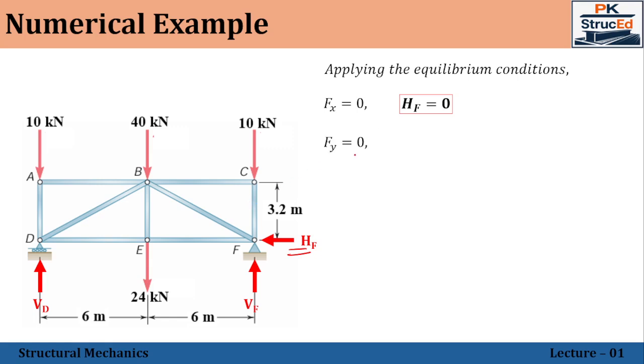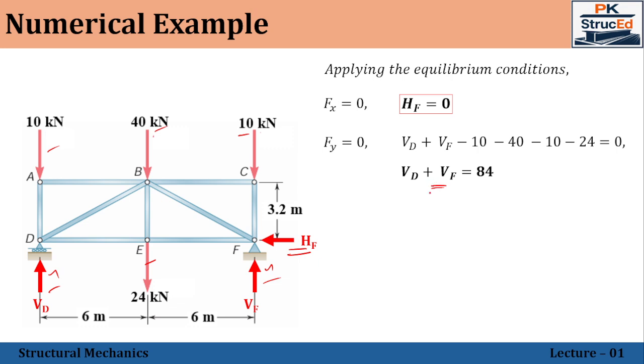Now, going on with the vertical force equilibrium, Fy equal to 0, we have 2 upward reactions and 4 downward forces. Let upward be considered positive and downward negative. We can write Vd plus Vf minus 10, minus 40, minus 10, minus 24, which will be equal to 0. So simplifying, we'll get Vd plus Vf is equal to 84.